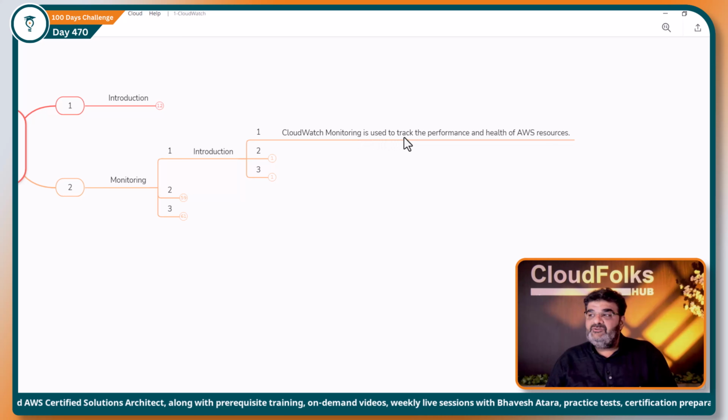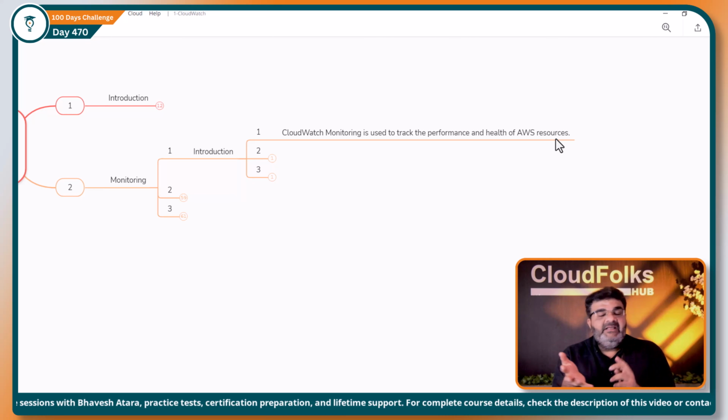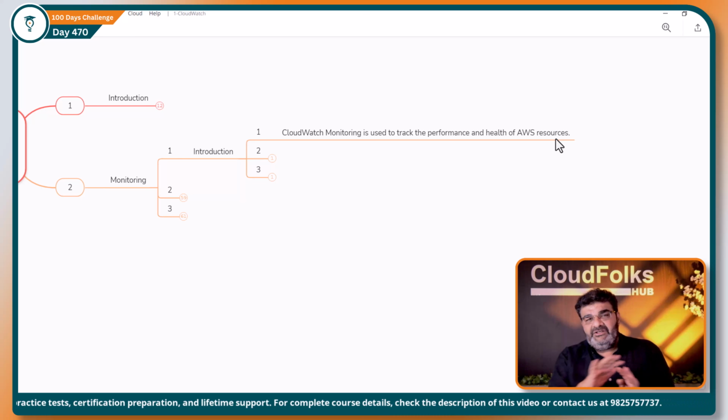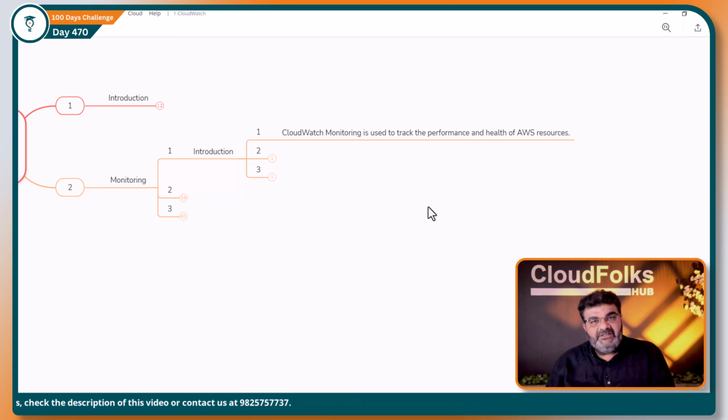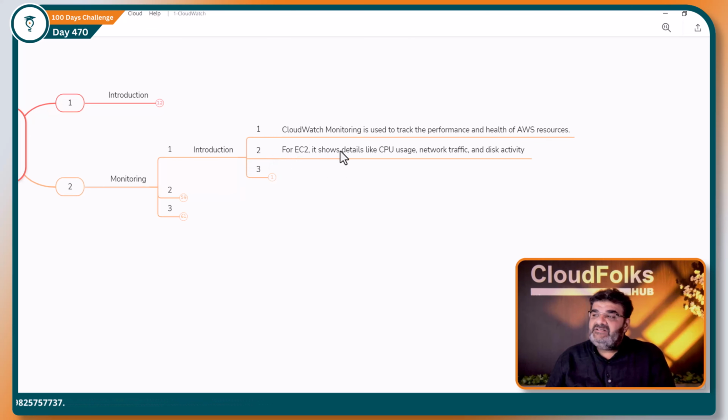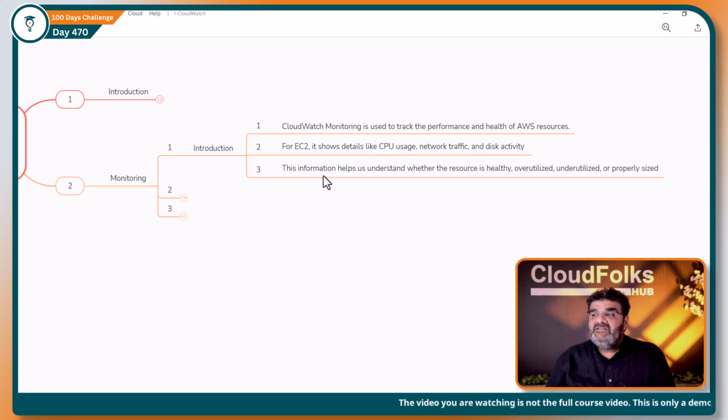CloudWatch monitoring is used to track the performance and health of AWS resources. It can be your EC2 instance, your S3 bucket, or your Lambda function. We can monitor all the resources using CloudWatch. Even if you have on-premises virtual machines, you can also monitor them using CloudWatch monitoring. For an EC2 instance, it shows details like CPU usage, network traffic, and disk activity. This information helps us understand whether the resource is healthy, overutilized, underutilized, or properly sized.